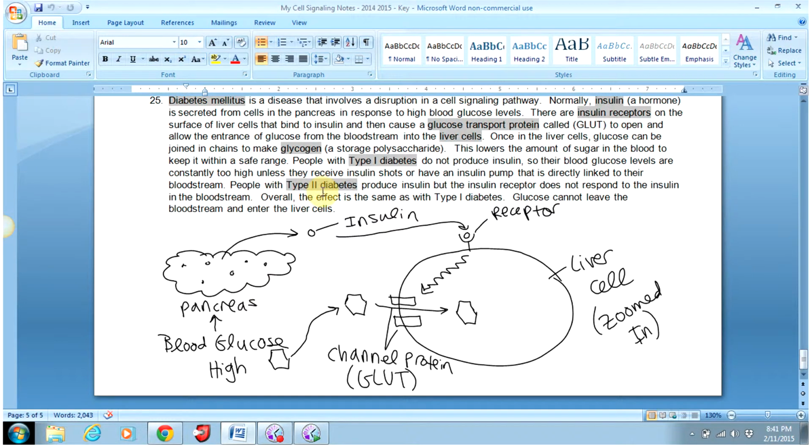With type 2 diabetes, this typically occurs when a person has been producing a lot of insulin over a long period of time, and the receptor proteins on the liver cell are no longer sensitive to that insulin. So even though the insulin is created by the pancreas, it doesn't cause a response in the liver cell because the receptor's like, I've seen too much of you before, I'm not going to trigger a response. So again, the channel protein GLUT doesn't open and the glucose does not get transported into the liver cell, so it's the same effect. The blood glucose remains high.